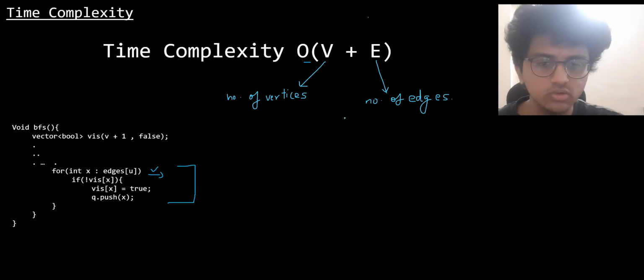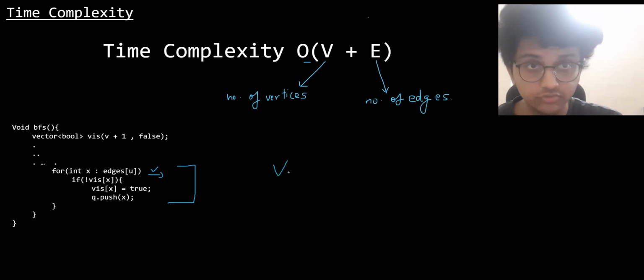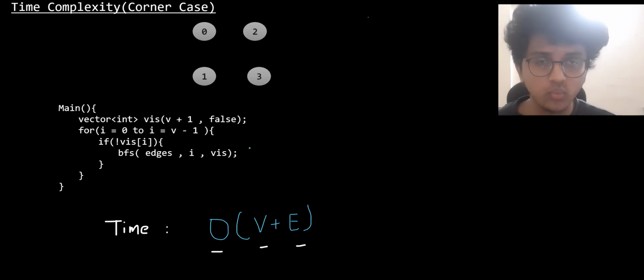We know that E has come from this inner statement, but how did we get V? Let's find out why we are adding V in the time complexity of BFS. There can be a corner case. As you can see in this graph, the graph is completely disconnected and there are no edges. But still we have to use BFS. We still have to apply BFS on every graph, even if there are no edges. So that's why we are adding V in the time complexity of BFS.